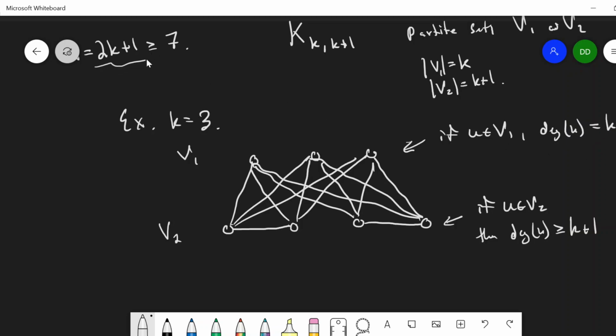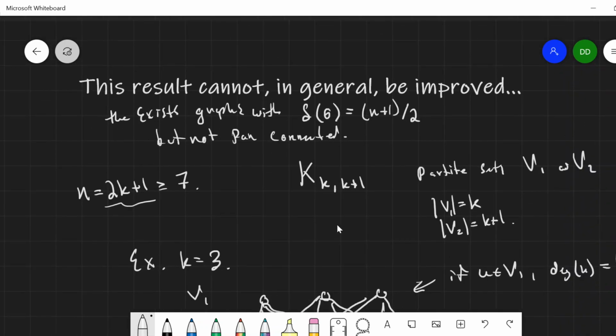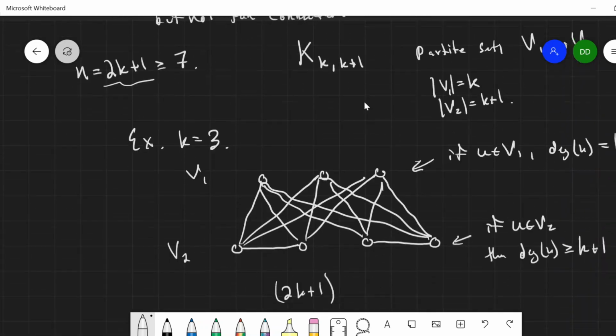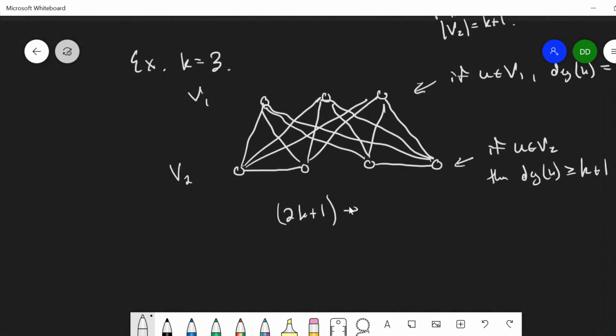And so this was a graph of order 2K plus 1. So 2K plus 1, that's my N. And remember what I'm trying to show here. I want my minimum degree to be N plus 1 over 2. What's my magic number here? This is 2K plus 2 over 2. That is K plus 1. So the minimum degree of G is equal to K plus 1. So good, it satisfies that. And then the claim is that this is not pan-connected.